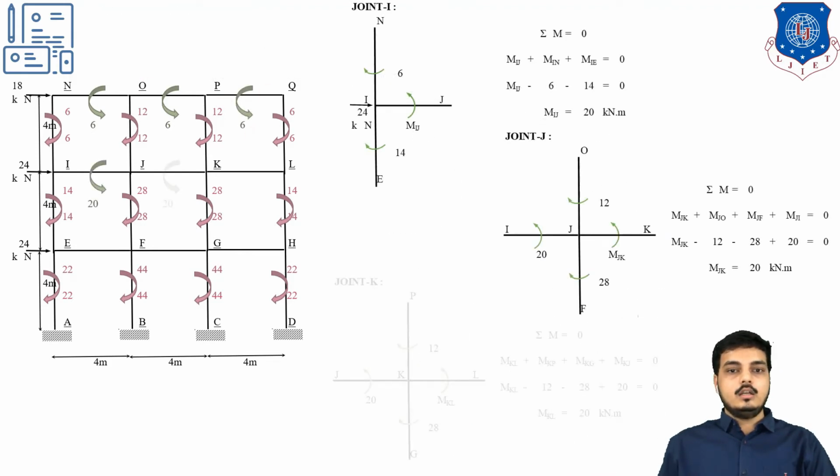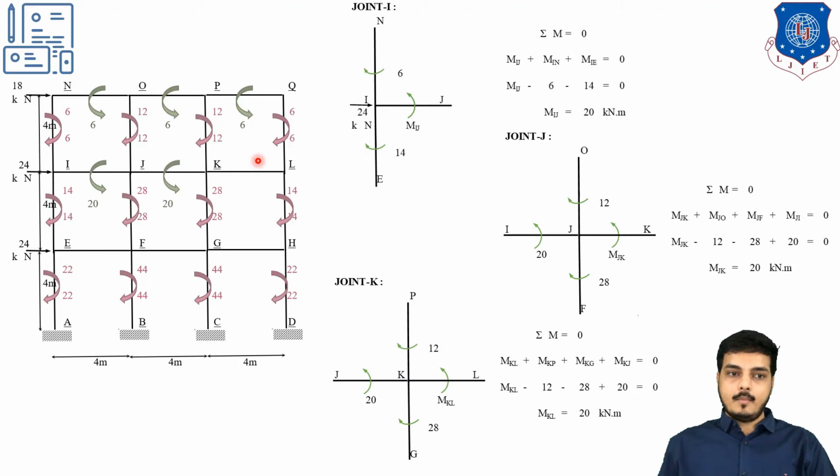Similarly, one by one we will be finding out the moments. So look one more time. This is my I junction. Adjoining members are I2J, I2N and I2E. For the column moments, we have already found out this is MIN. Just this MIJ needs to be found out. So MIJ is coming out to be 20. How? This 6 plus 14 is nothing but 20. So MIJ equals 20.